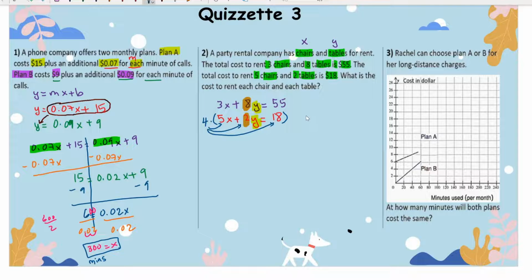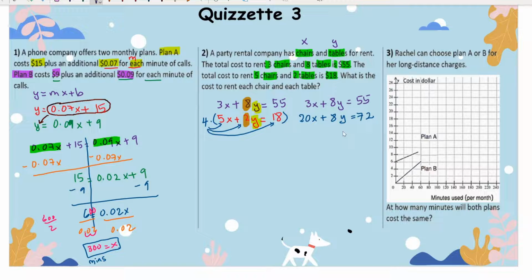You will have 4 times 5x is 20x. 4 times 2y is 8y. And 4 times 18 is 72. Then we bring over the first equation: 3x plus 8y equal to 55.